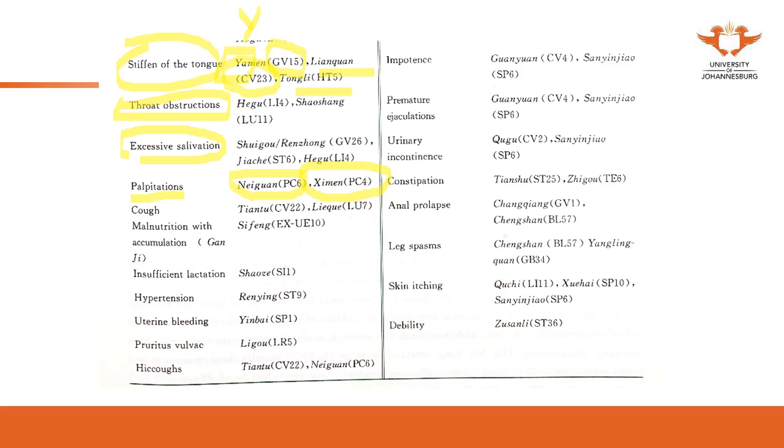Cough, we can use CV22, that's the local point. We can use lung 7, that's on the lung meridian.